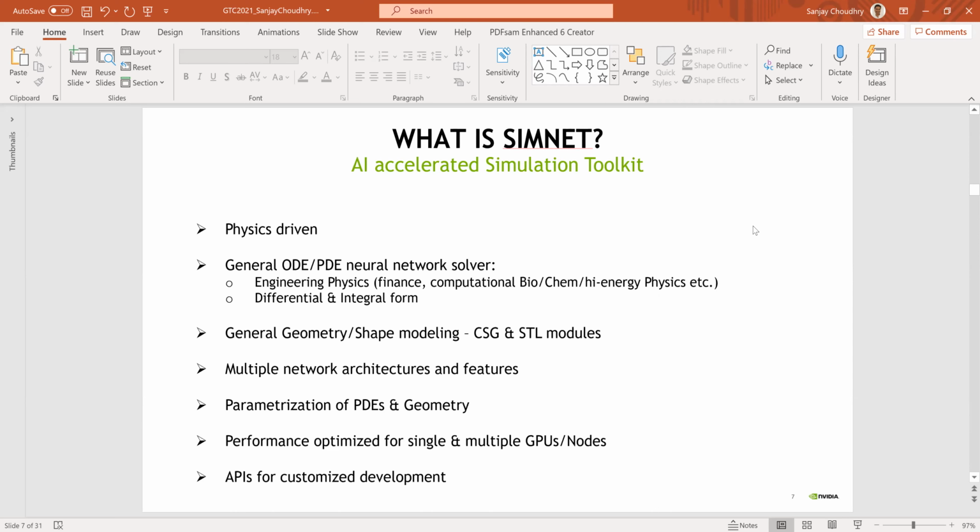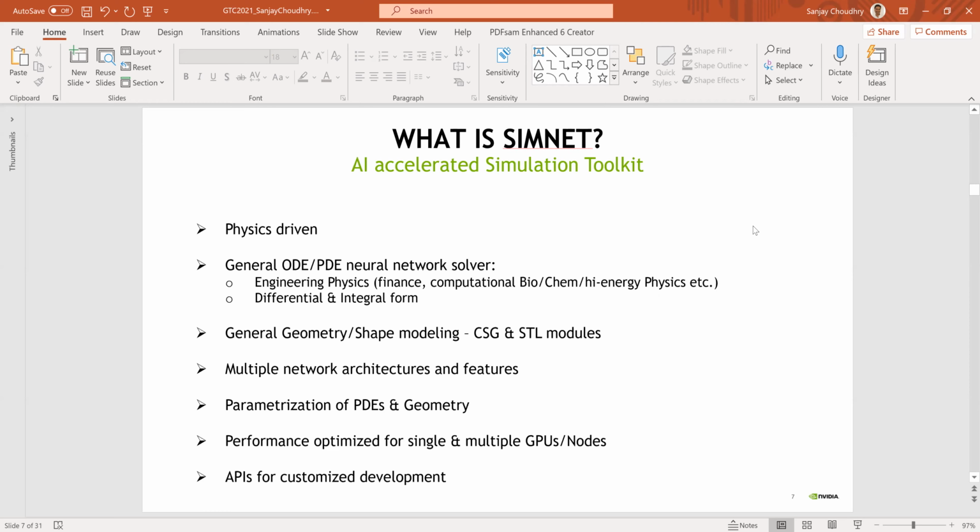You can also do reasonably complex, moderately complex geometry simulations, which most neural networks are unable to do, because we have a great library, which is also developed at NVIDIA, where we can do point clouds on STL files and some of the complex geometries. We have our own constructive solid geometry module, which we can use for parameterizations, etc. There are multiple network architectures and features that have been developed in SimNet, and these can be parameterized for both physics as well as geometries.